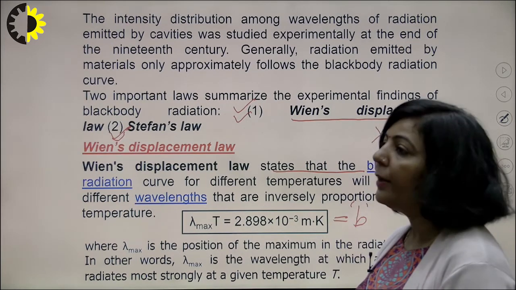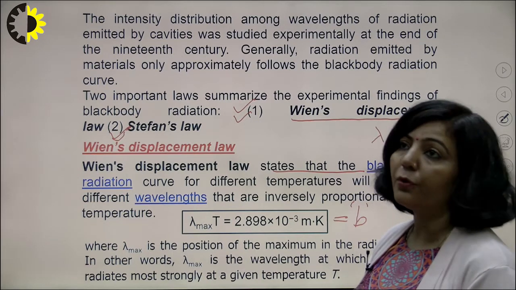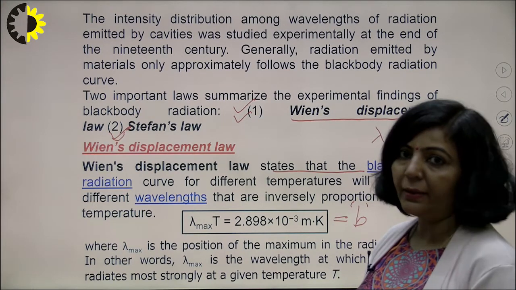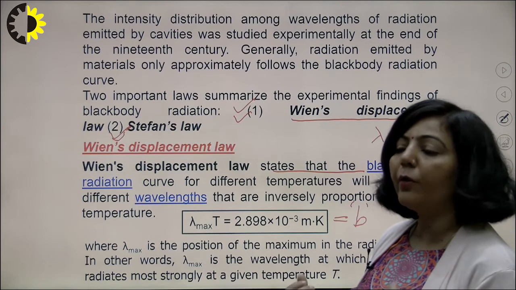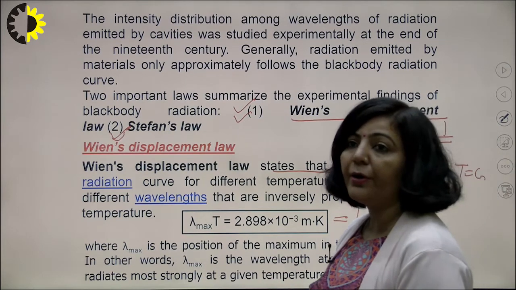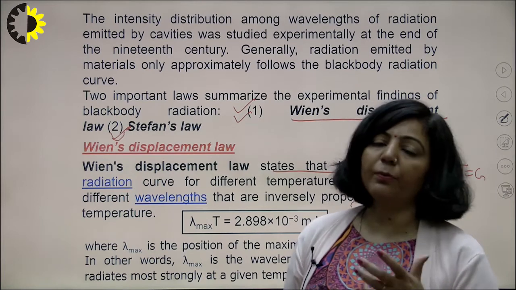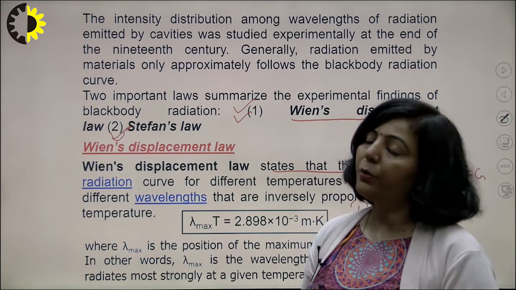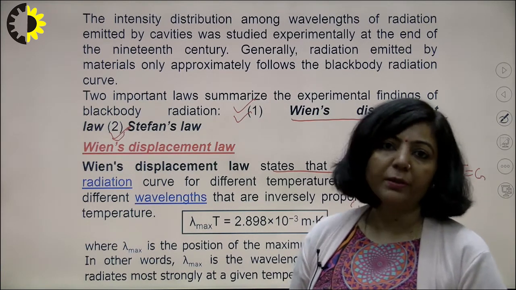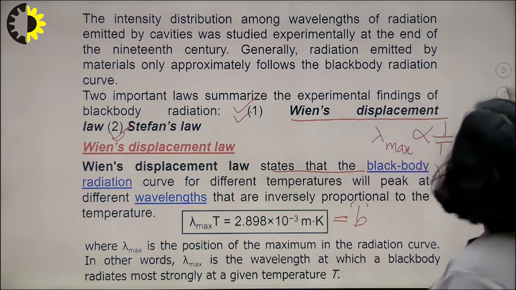So this is the way to estimate the temperature of stellar objects, right? You just have to know the wavelength, or which color you are getting from that particular object. From that color, from that wavelength, you can estimate the temperature of the object, right? So this is a very important concept.